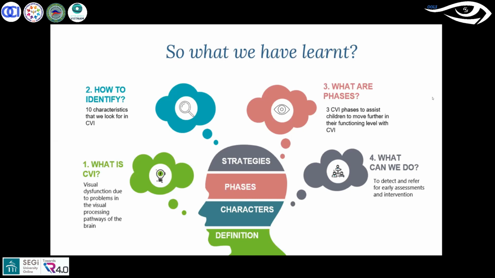So there are 3 phases in total, and with the strategies, the CVI range must be according to the phases. And when we do the strategies, it must be tailored and specific to the children's ability. And then lastly, what can we do? We can detect and classify them earlier so that we can introduce the strategies and adaptation to the child, so that there will be more hope for these children in their life, and also in their parents' life.